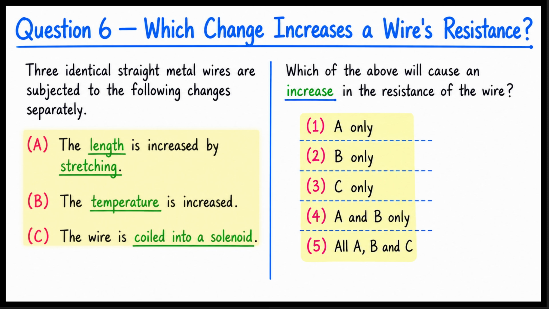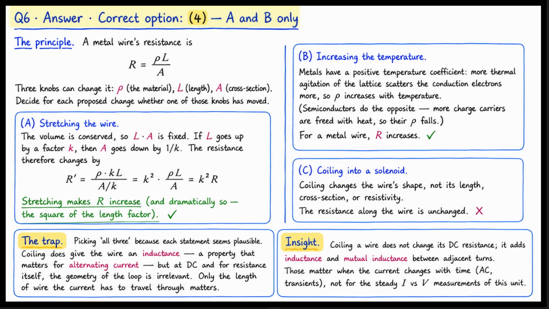The most efficient way to handle this kind of multiple statement question is to anchor on the formula and ask, for each statement, which of the three knobs ρ, L, A has moved. If none of them has moved, the resistance is unchanged. If any one has moved in the direction that increases R, that statement contributes to the answer. The principle, R equals ρL/A. The three knobs: rho depends on material and temperature. L depends on the wire's shape, and A depends on the wire's cross-section. Any physical change that does not move one of these knobs leaves R alone.